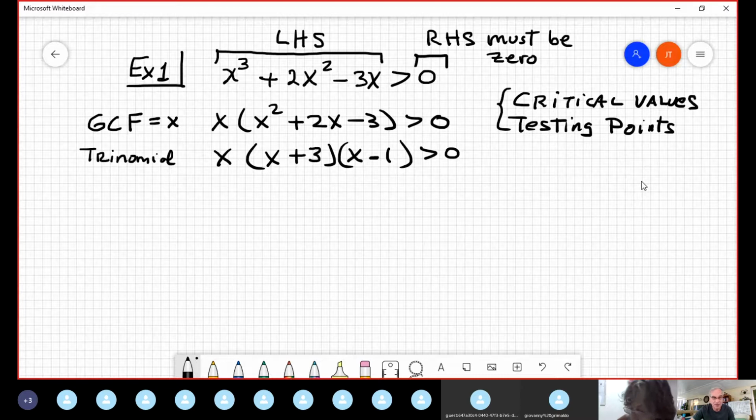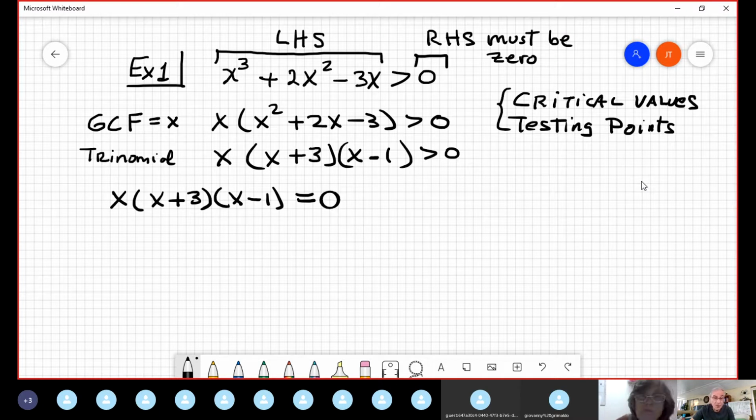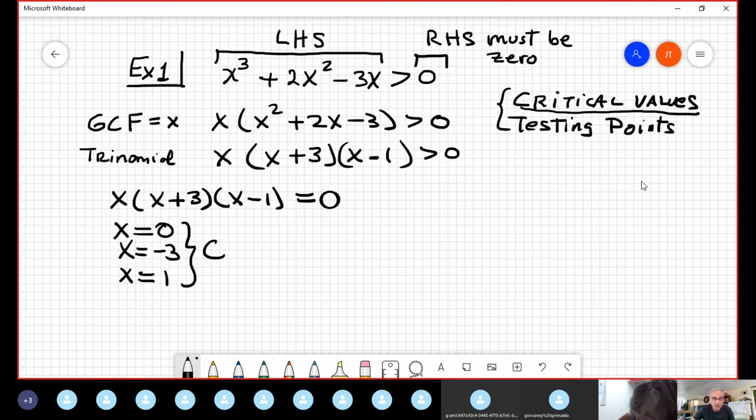Temporarily, I convert my inequality into an equation and we solve the equation. I know that the original problem is not an equation, it's an inequality, but this is auxiliary algebra that we need to use to find something called a critical value. Obviously, in this case it is already factored. So x is 0, one solution, x equals minus 3, second solution, and x equals 1. These are my critical values. Let me call them CV, critical value.